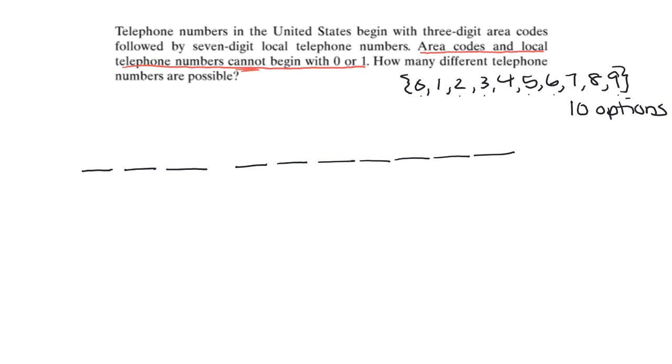Remember up here on the top, cannot begin with a 0 or 1. So the area code here and the local telephone number, the very first digits here, cannot use 0 or 1. So if we started out with a total of 10 options and we cannot use 0 or 1, that knocks out 2 of our options. So that means we only have 8 options to choose from for those first 2 numbers. And then as we continue on with the rest of the digits, we have all 10 numbers we can use. Everywhere else will be 10 digits that we can choose from.